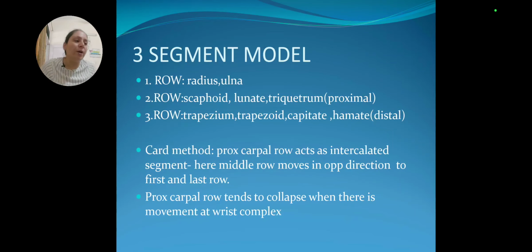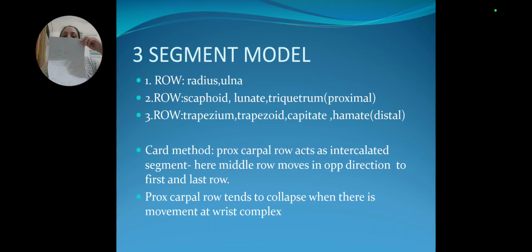Now this is what I want to explain to you. This is the three segment model. The first row is formed by the radius and ulna. The second row is formed by the scaphoid, lunate and triquetrum, and the third row is formed by the trapezium, trapezoid, capitate and hamate. So these are three rows: the proximal, the middle, that is the second row, and the third row.